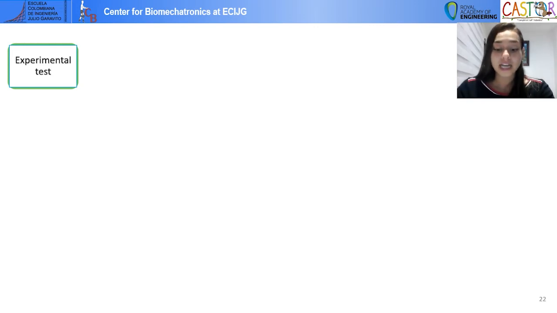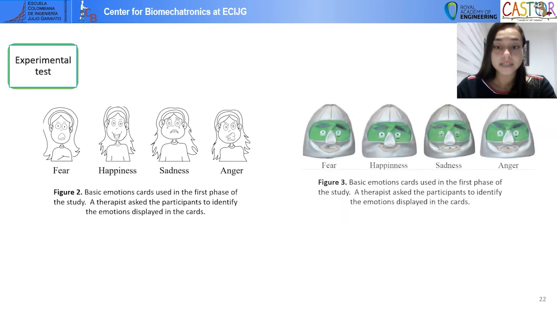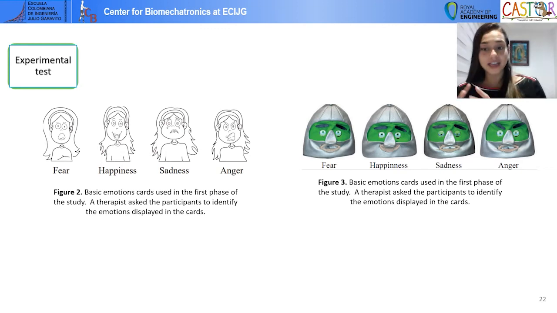Well, as mentioned before, this study was based on emotion imitation and recognition tasks. For that, we proposed two activities: a control activity, where we use cards with basic emotions, so the therapist asks the child to identify the emotion displayed in the cards, and an intervention activity, where we use only the robot, only CASTOR. With that we want to analyze the effect of CASTOR and its appearance during the activities.